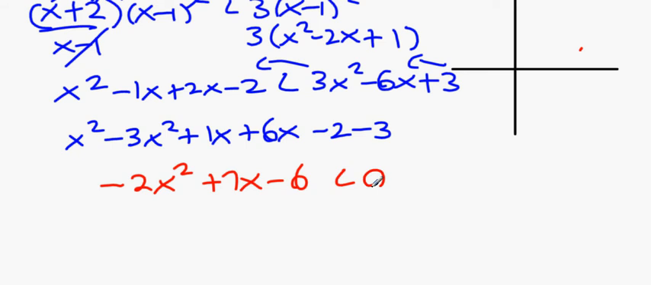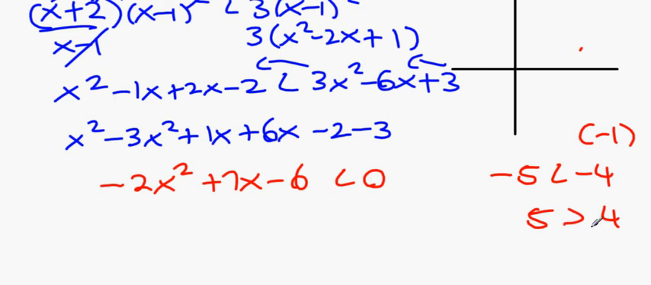Now, there's a trick with inequalities. If I said minus 5 is smaller than minus 4, if I multiply both sides by minus 1, I get 5 and 4, and that means I change the sign around to greater than. I'm going to do the same trick here by multiplying both sides by minus 1. So I'm going to get 2x squared minus 7x plus 6 greater than 0.